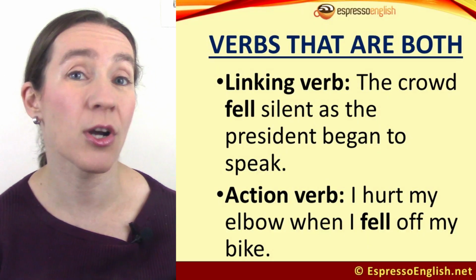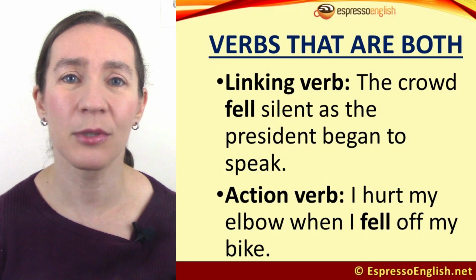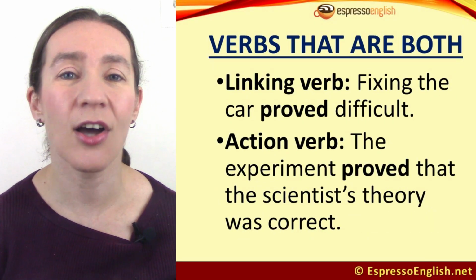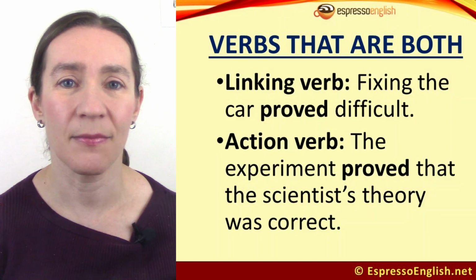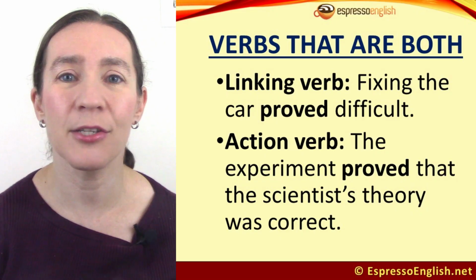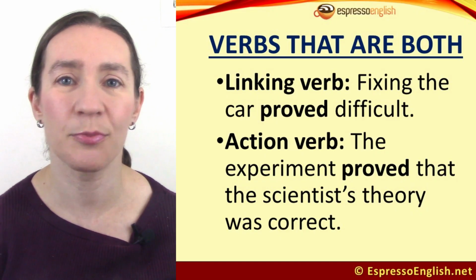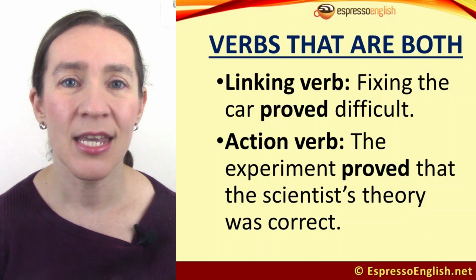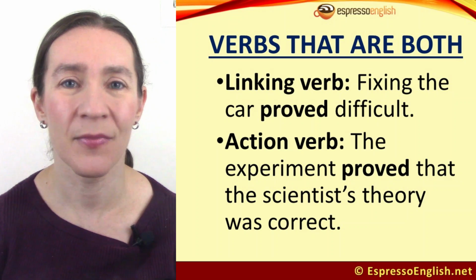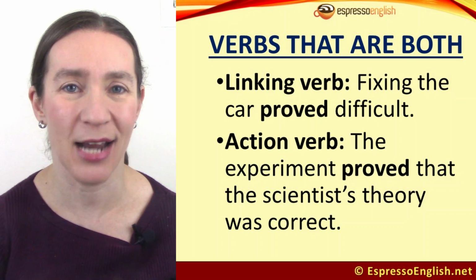And fall is more commonly an action verb when talking about something going down. I hurt my elbow when I fell off my bike. Prove is a linking verb when talking about something being a certain way. Fixing the car proved difficult. This is often used in the structure proved to be difficult, proved to be wise, proved to be important, etc. And prove is an action verb when talking about showing or demonstrating truth. The experiment proved that the scientist's theory was correct.